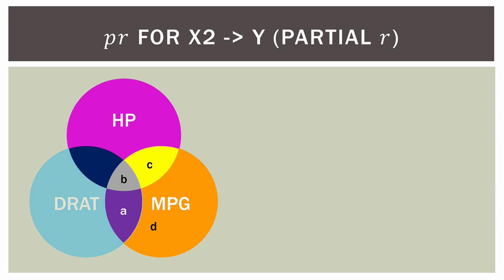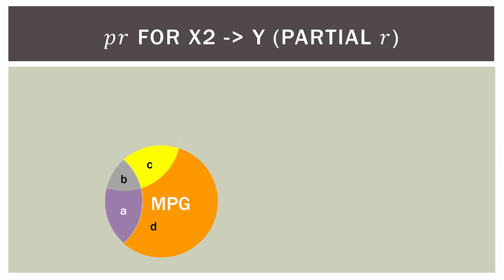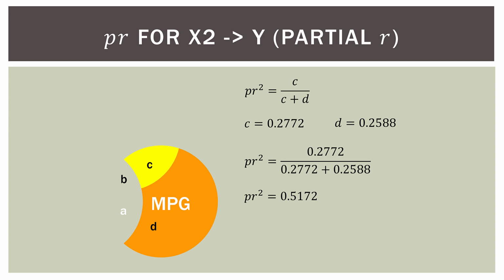Now for X2, we'll take out everything that's not part of our dependent variable. Partial out X1, so we're left with C and D. So the partial r squared is C divided by C plus D. C equals 0.2772. D is 0.2588. Do that very simple math. We have a partial r squared of 0.5172. Take the square root of that to get to our partial correlation. And remember, it's negative, so it's negative 0.7191. So negative 0.7191 is our partial correlation between horsepower and miles per gallon.